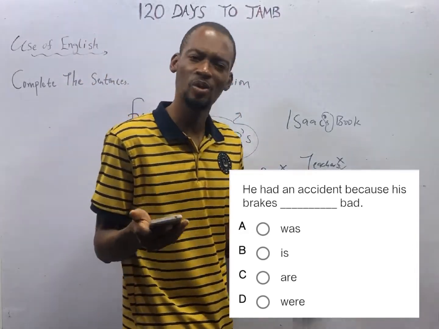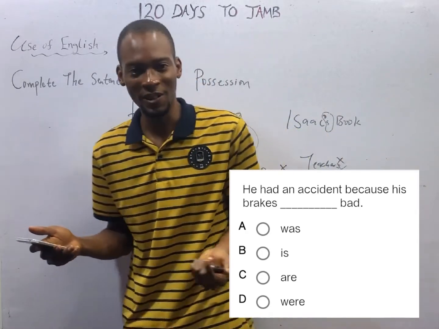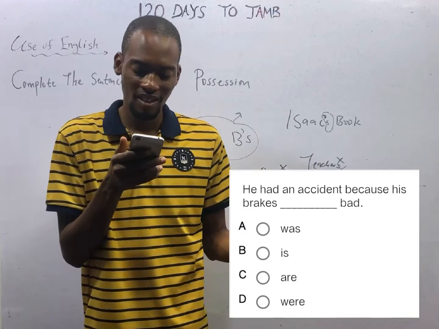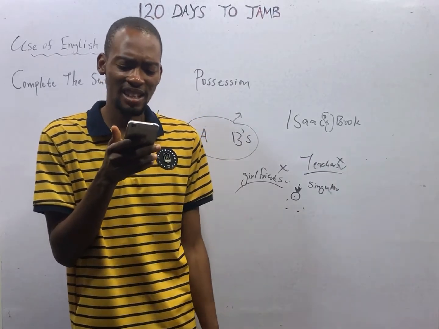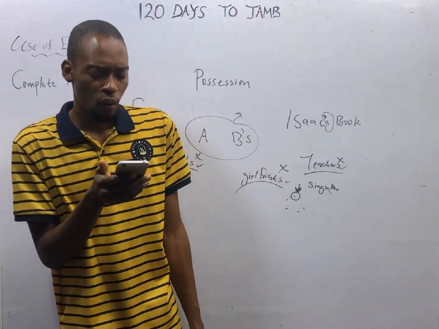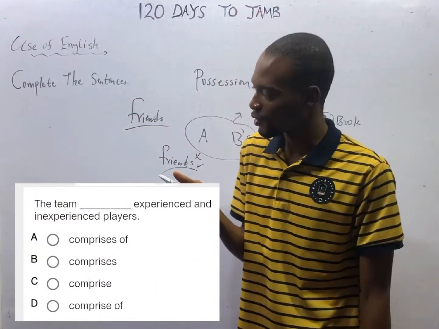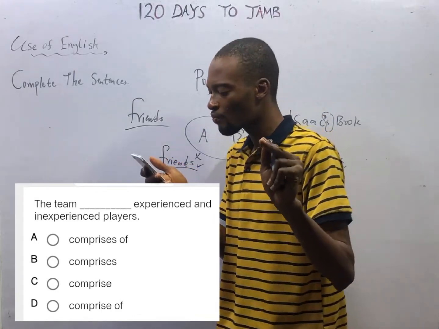Follow this series, you are covered. When you see questions in Jamb, you will know exactly what they want from you. "The team experienced and inexperienced players." Whether you know the answer to this question or not, two things you should know.